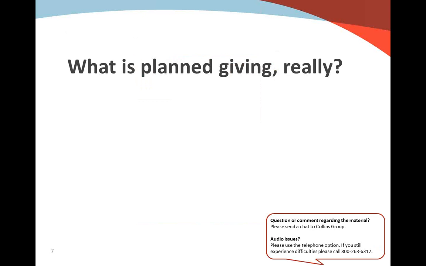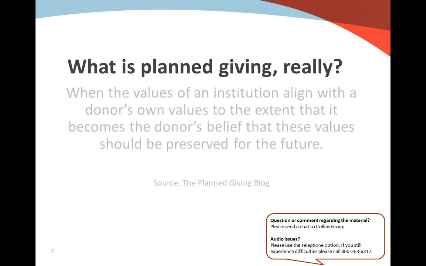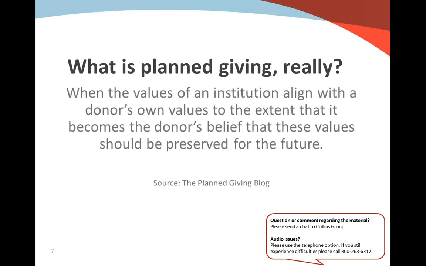So what is planned giving really? This definition, compliments of the planned giving blog, says that planned giving occurs when the values of an institution align with the donor's values to the extent that it becomes the donor's belief that these values should be preserved for the future. We like this definition because it acknowledges that fundraising is all about aligning donors' values and the values of your organization. And planned giving is really about your strongest supporters aligning so much with your values that they firmly believe they should be preserved.